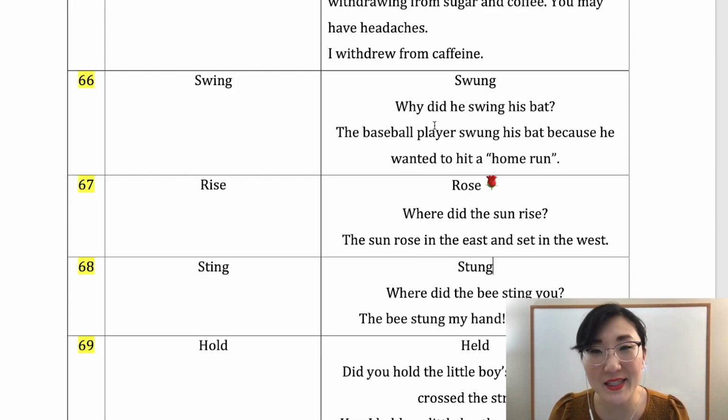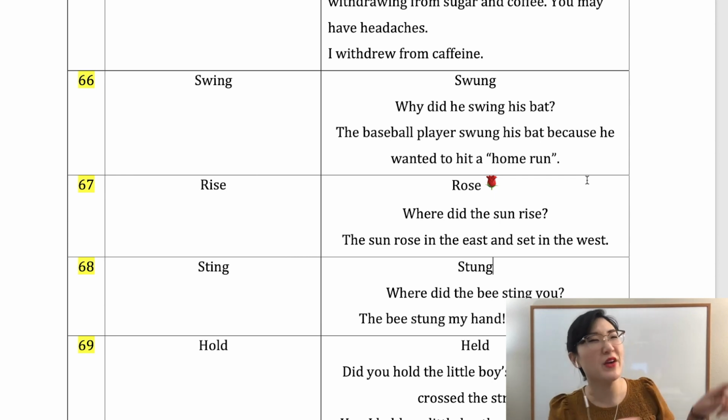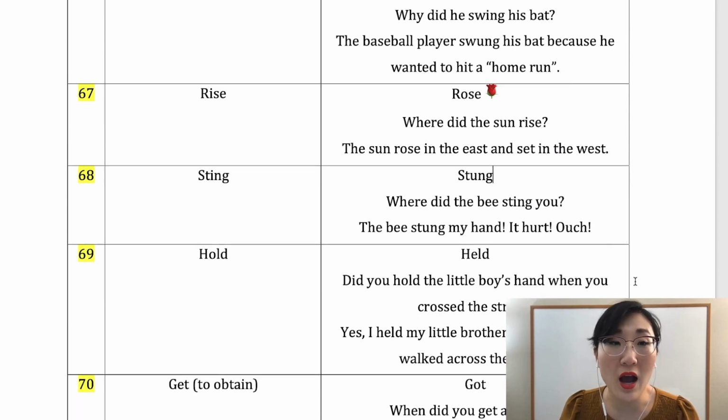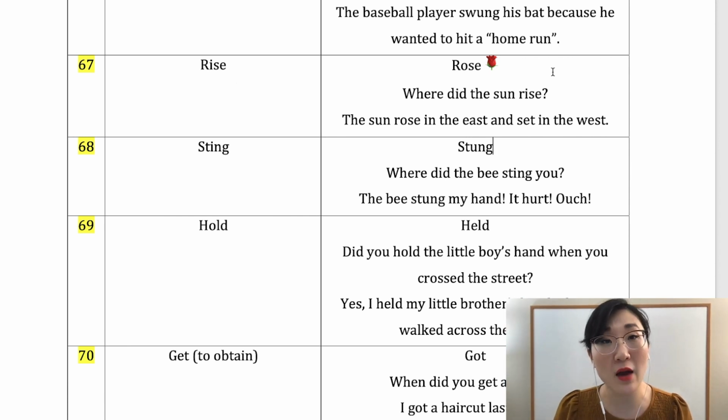So why did he swing the baseball bat? The baseball player swung his bat because he wanted to hit a home run. A home run is when you hit the ball very, very far so no one can catch it and you can win the game.